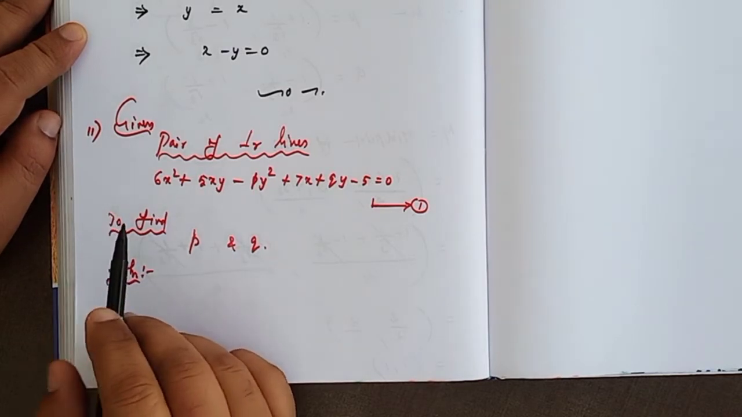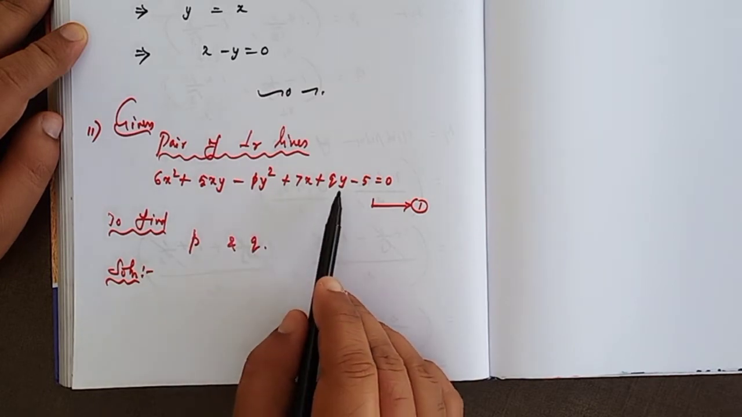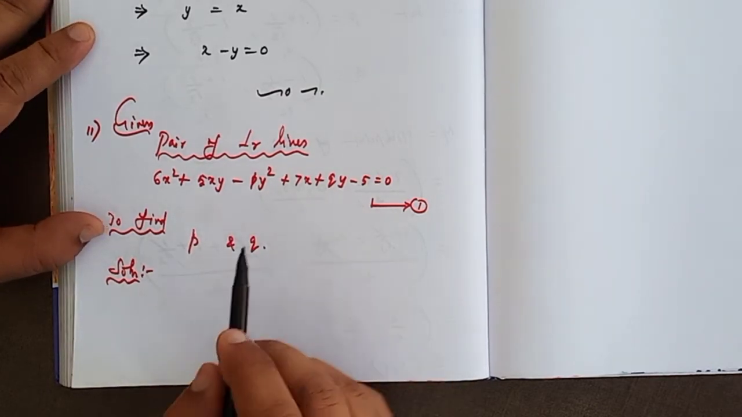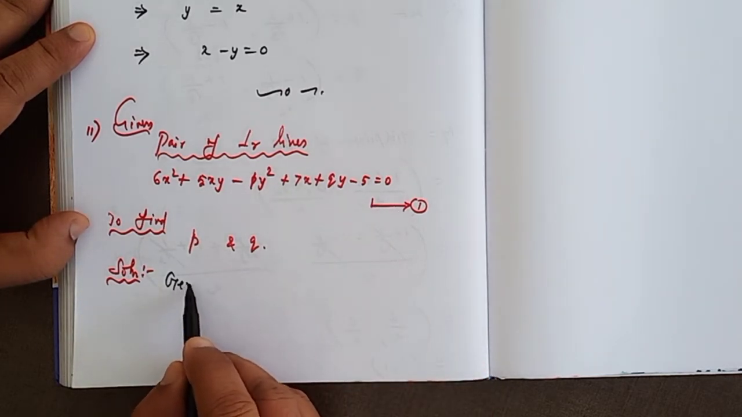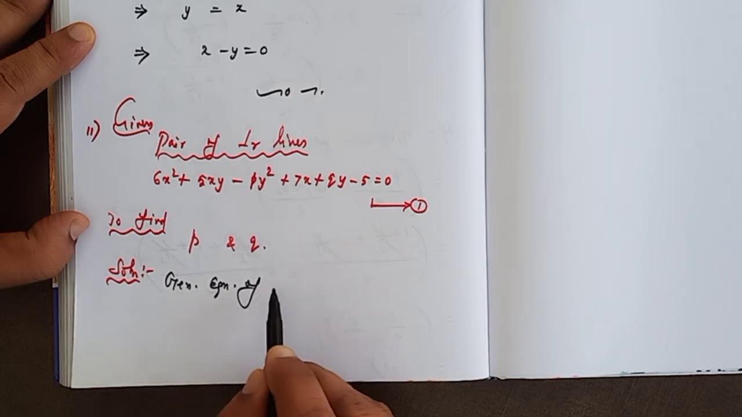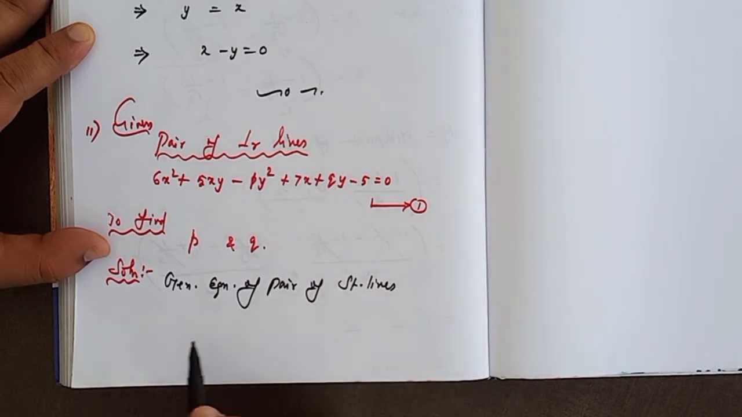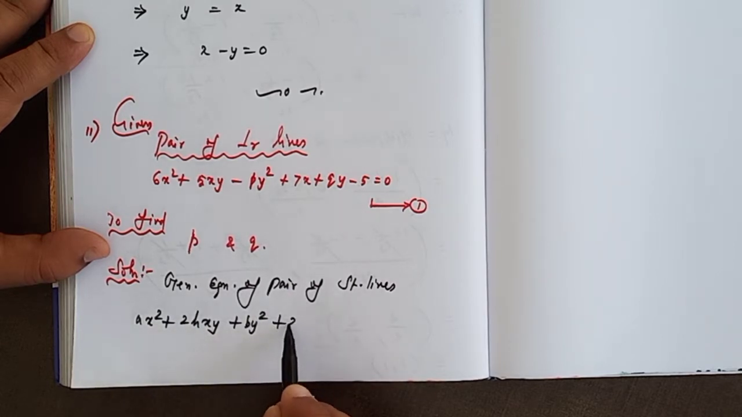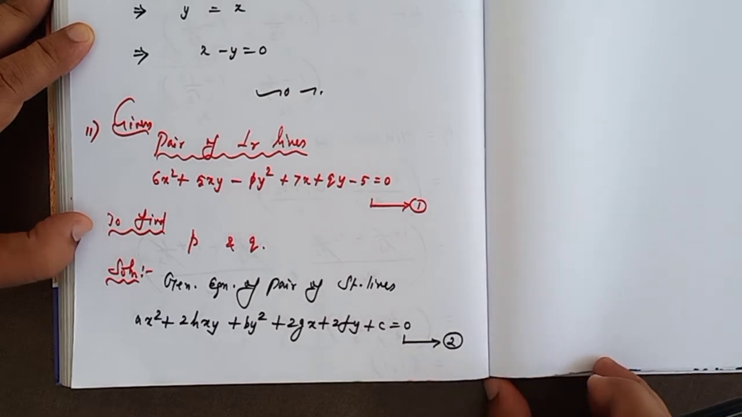Here is problem number 11. The given equation is a pair of perpendicular lines. To find the values of p and q, we can compare the given equation with the general equation of a pair of straight lines, that is ax squared plus 2hxy plus by squared plus 2gx plus 2fy plus c equals 0. That is equation number 2.